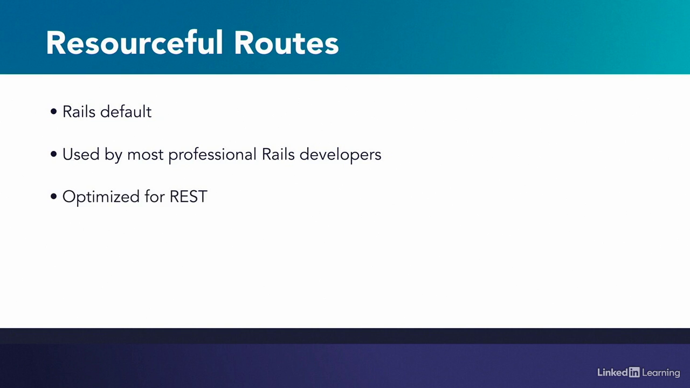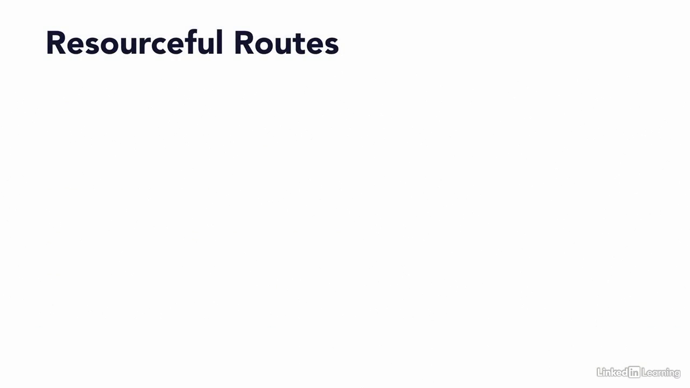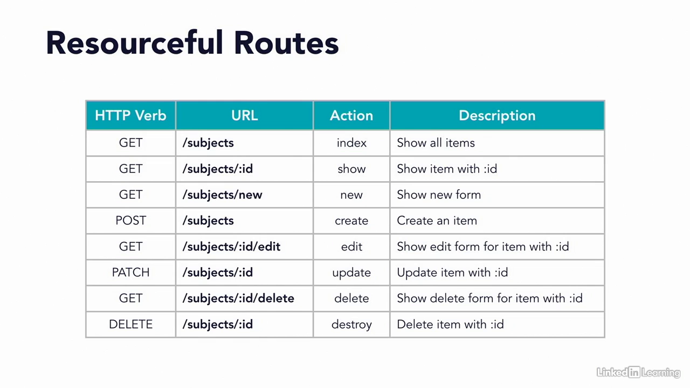It is optimized for REST, and it gives you a very simple, consistent, organized structure, and it also improves your application security. The way it works is this. Instead of just having the simple routes that we've been working with so far, where it's just a string, now it's going to be a string combined with one of those HTTP verbs. So if the server gets in a GET request for subjects, it's going to display a list of all the items. But if it gets in a POST request for subjects, down in the fourth row, you'll notice that it creates an item. The URL string is the same in both cases, but it's combined with that HTTP verb so that the Rails application knows what to do with it.